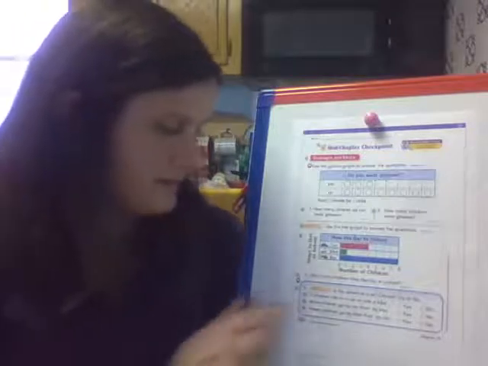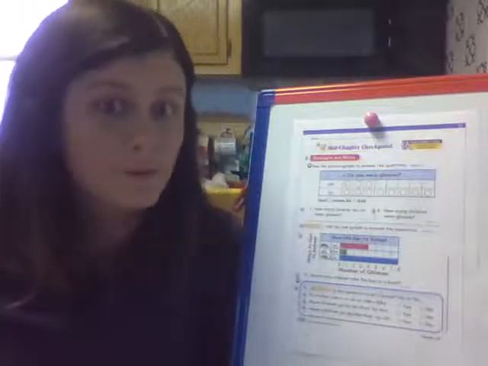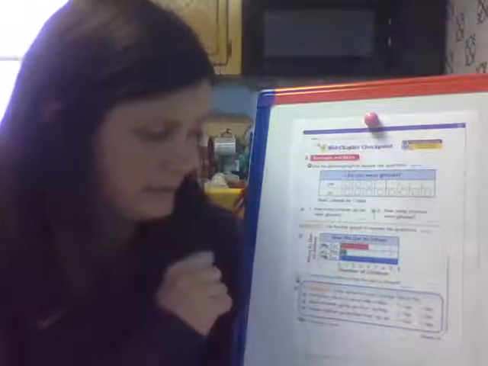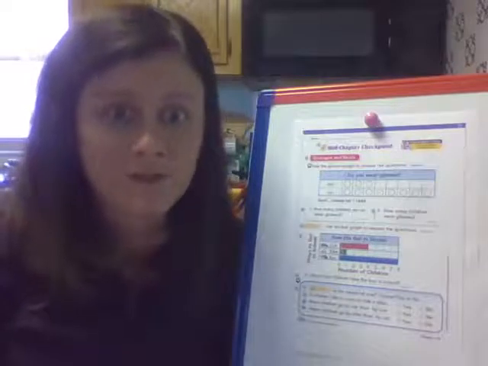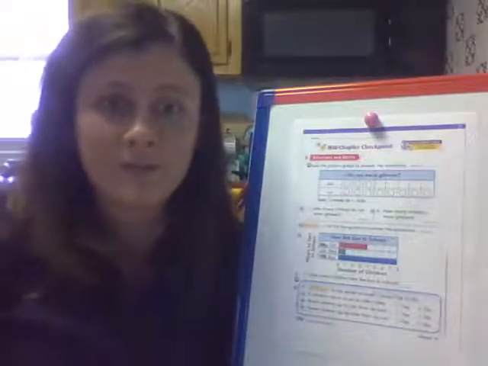And then the last sentence, fewer children go by bike than by car. So now this time, again, you're comparing on your graph. Do fewer children use their bike than use their car? If that's correct, if the graph shows that, then fill in yes. If it's not correct, then you fill in no.